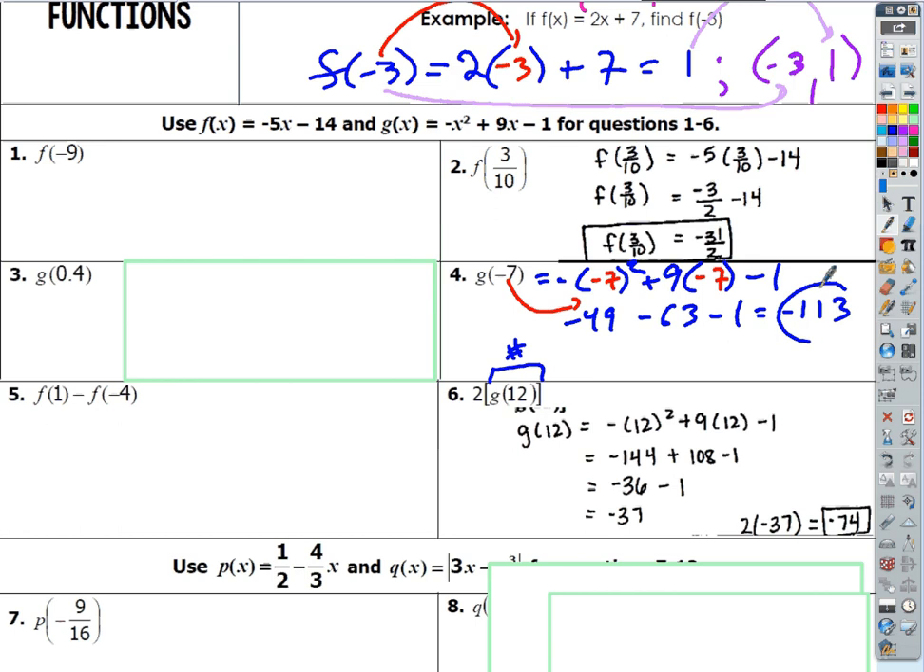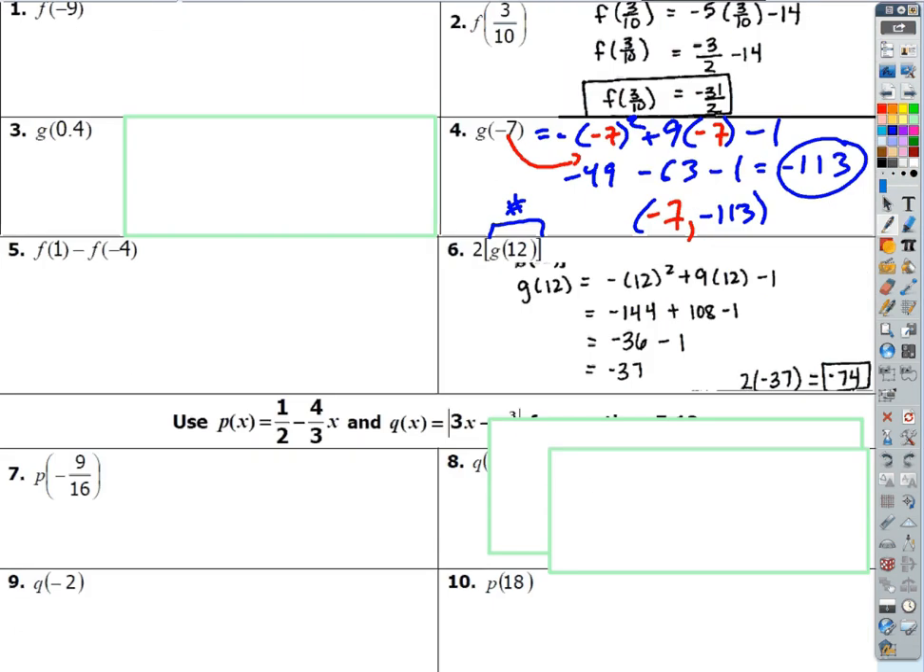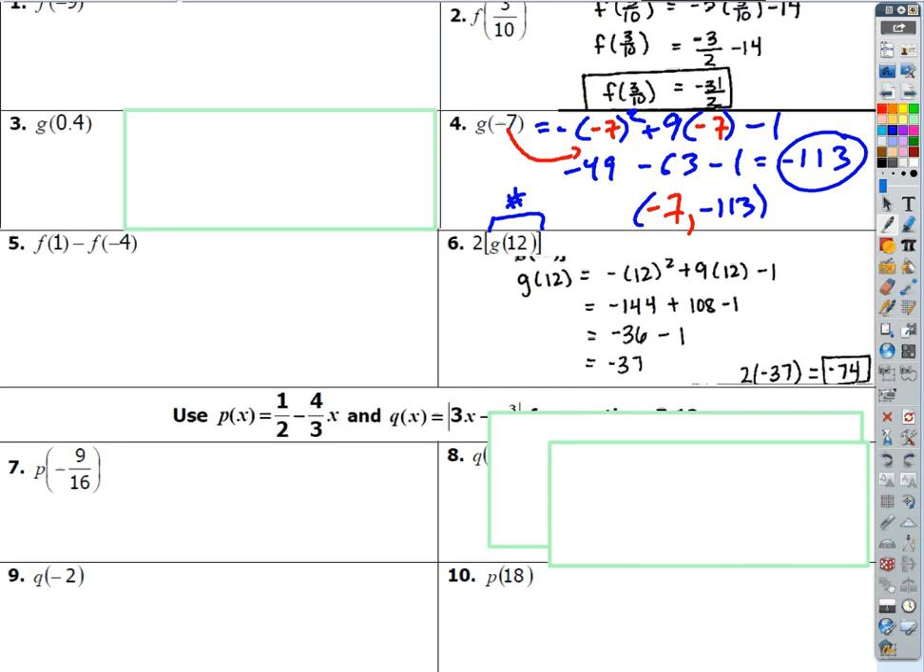Okay, right? So that's telling me then, if I write this as an ordered pair, what's my input value? What did I input? Negative 7. What was the output? Negative 113. Good, so if I wrote that as an ordered pair then, I get that one.